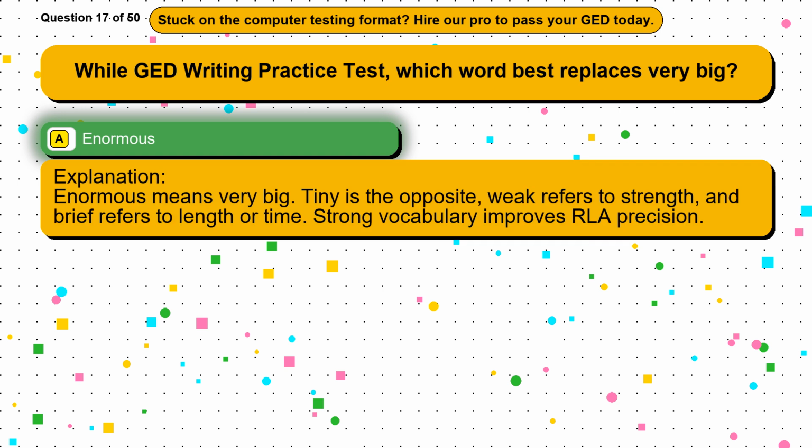Tiny is the opposite, weak refers to strength, and brief refers to length or time. Strong vocabulary improves RLA precision.